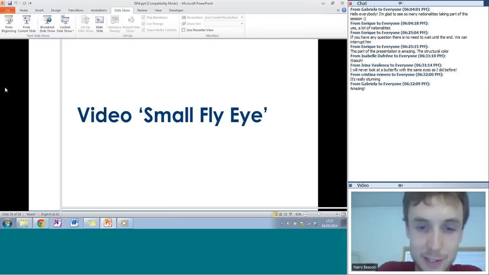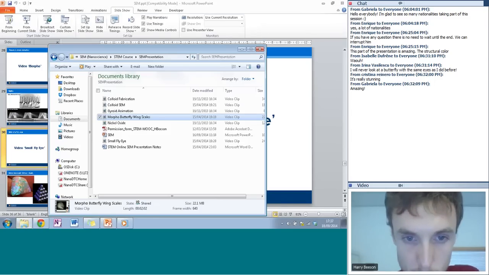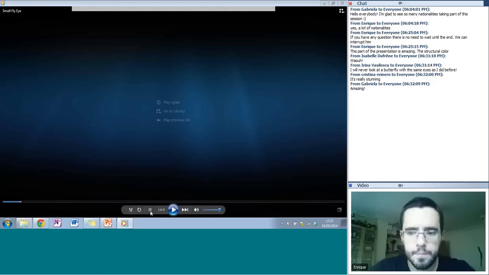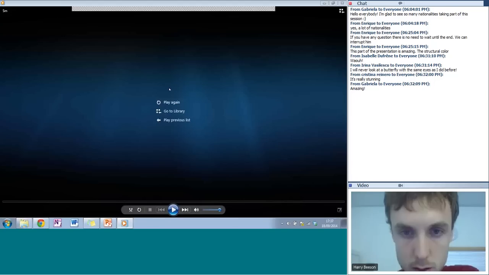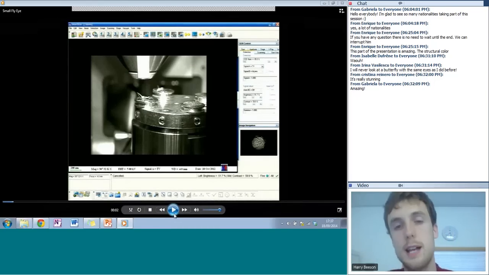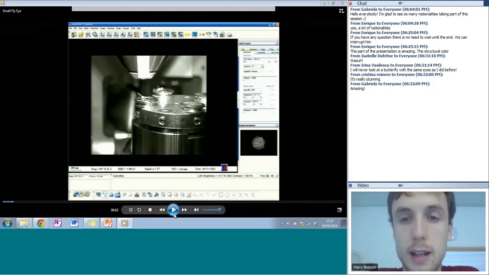Okay, so if I show you now another video that we took under the electron microscope, this time of a fly's eye, which hopefully will load. Okay. So this is what it looks like. This is now just starting with a video camera of inside the electron microscope.